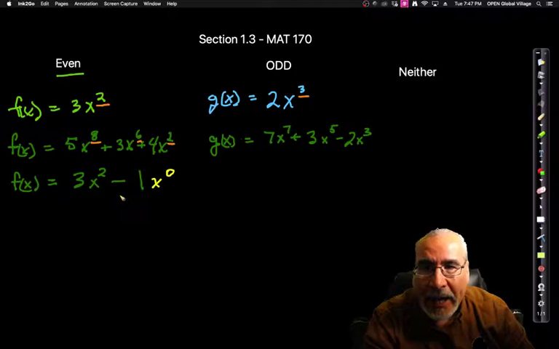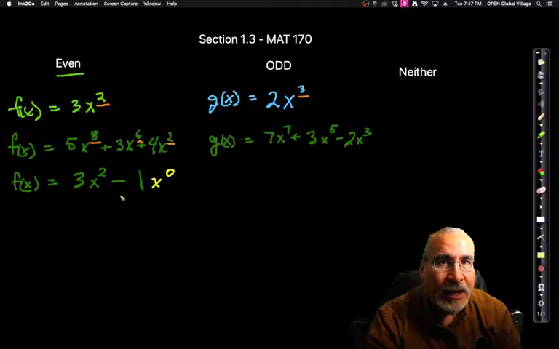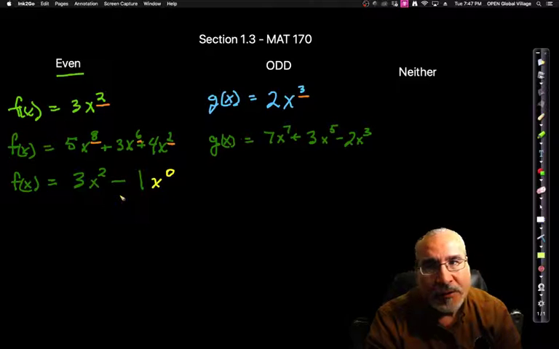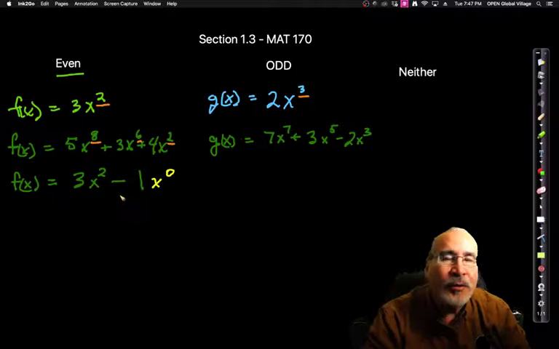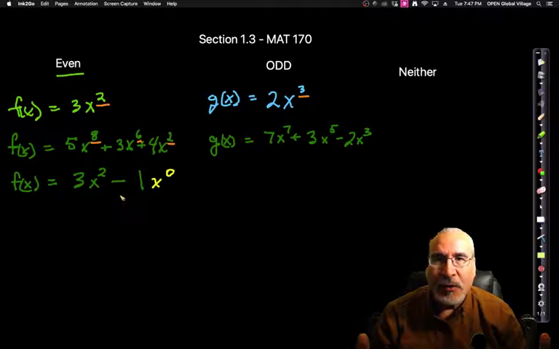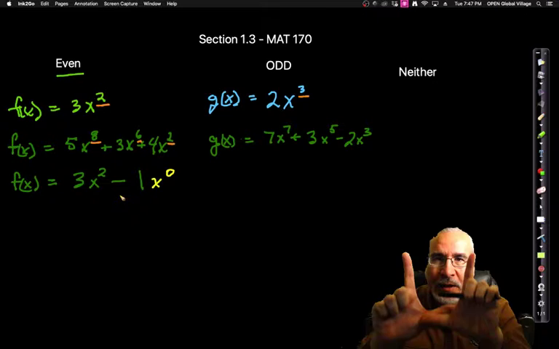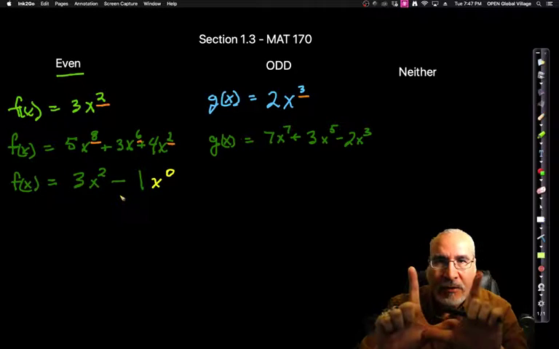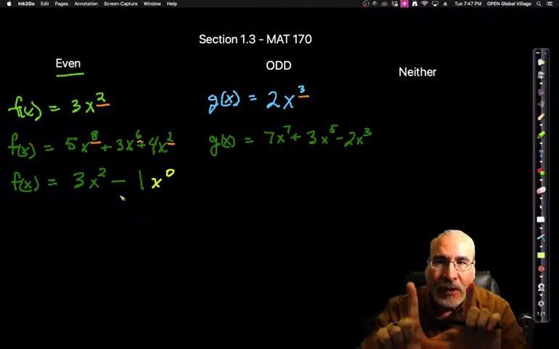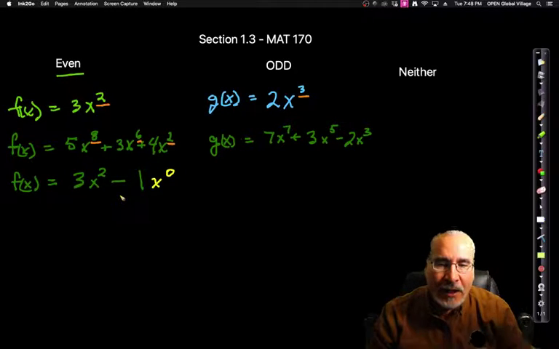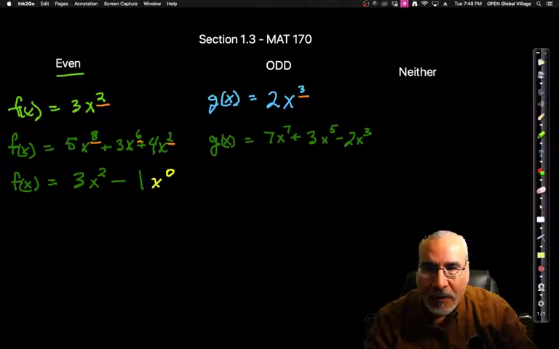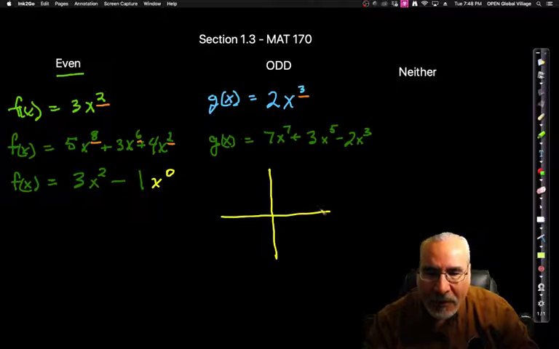So what happens when we get a function that has both even and odd exponents? Well, that's the third case. It's neither. It throws off any kind of symmetry there would be. So even functions have y-axis symmetry, so that's kind of a U shape around the y-axis on both sides. Odd functions have symmetry around the origin. So I like to think of it sort of as a spinner.